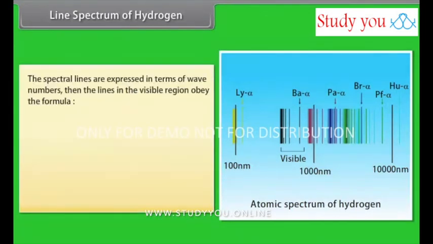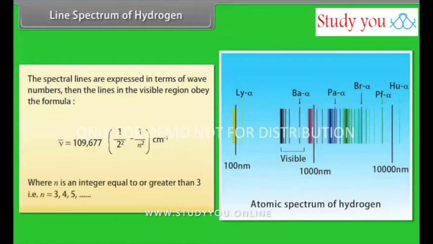The spectral lines are expressed in terms of wave numbers. Then the lines in the visible region obey the formula: wave number is equal to 109677 into (1 by 2 square minus 1 by n square) per centimeter, where n is an integer equal to or greater than 3, that is, n is equal to 3, 4, 5 and so on.